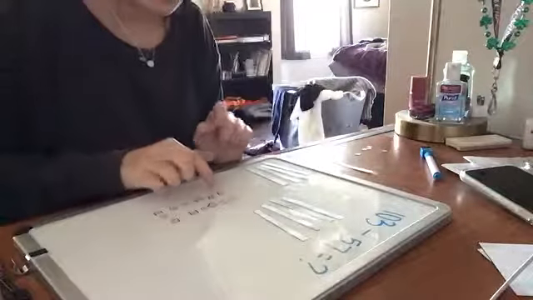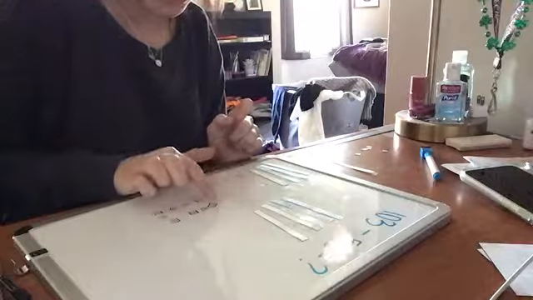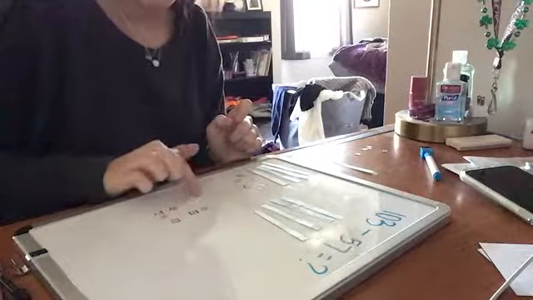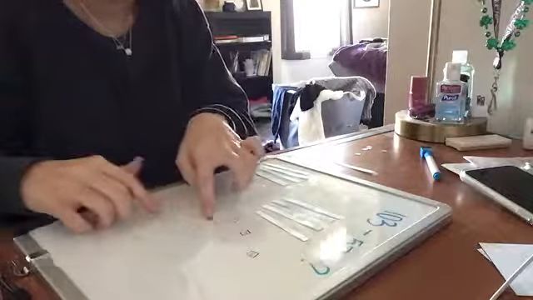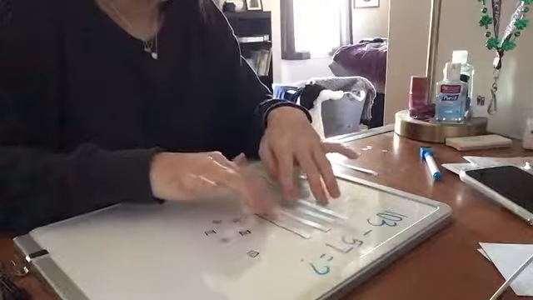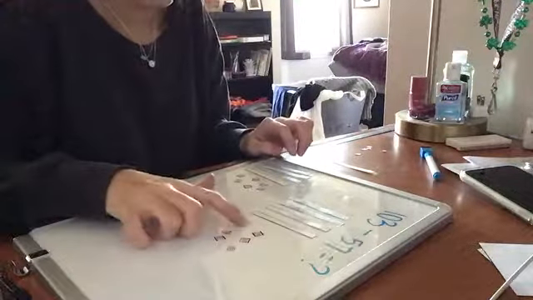So now that we took away our 50, we're going to take away our 7. So we'll count away 7. 1, 2, 3, 4, 5, 6, 7. And now this is what I'm left with. We have 4 rods and 6 ones.